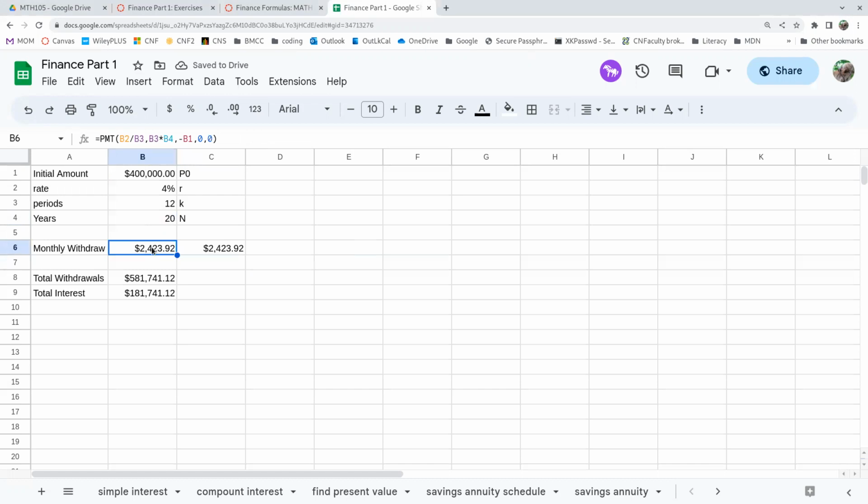I think the PMT formula is way easier to use. The other cool thing is once you've set this up once in a spreadsheet, you can just go change the numbers here. What if we had 500,000? What if the interest rate was 3.5%? What if we only needed it for 15 years? And it automatically updates everything. What's the monthly payment? What's the total amount in withdrawals? What's the total interest earned? Very cool. Thanks for playing.